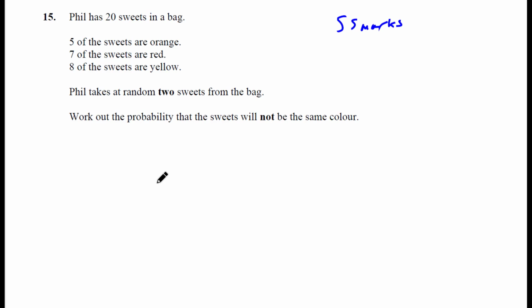So there's 20 sweets in a bag, 5 are orange, 7 are red, 8 are yellow. Takes 2 sweets from the bag. What is the probability that the sweets will not be the same colour? So that's orange. That is 5 out of 20. Red, 7 out of 20. And yellow, 8 out of 20.